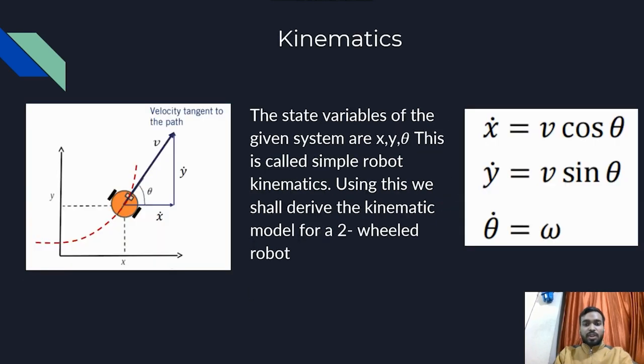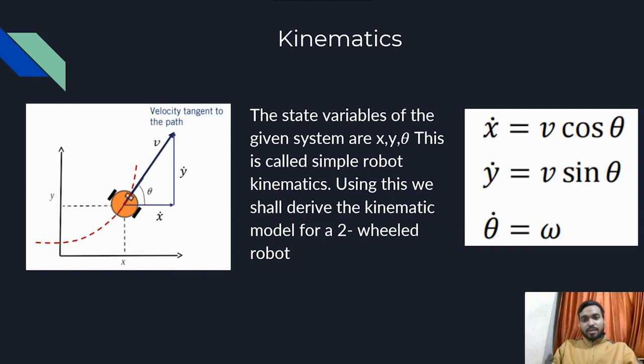Now we will look at kinematics of a robot. For a simple two-wheeled robot, we can get the state by three variables: its x coordinate, y coordinate, and theta, the angle with the x-axis. Now we get the vx, that is the velocity in the x direction, as v cos theta, and in the y direction as v sin theta, and our angular velocity omega is d theta by dt.